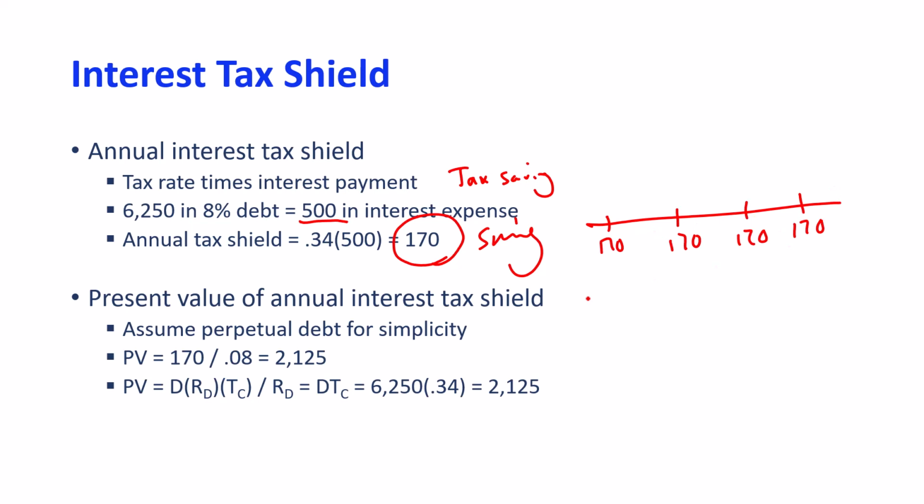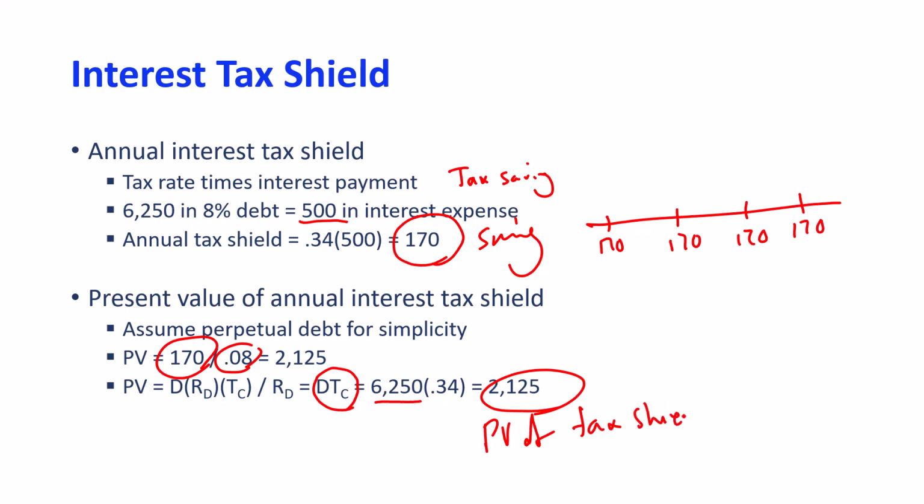This resembles a perpetuity. So the present value of all these annual tax savings is going to be $170 for each year's cash flow divided by the cost of debt, which is going to be $2,125. Or you can just multiply the tax rate with debt. So $6,250 in debt times the tax rate gives you the same answer. So this is the present value of tax shield or tax saving for this firm.